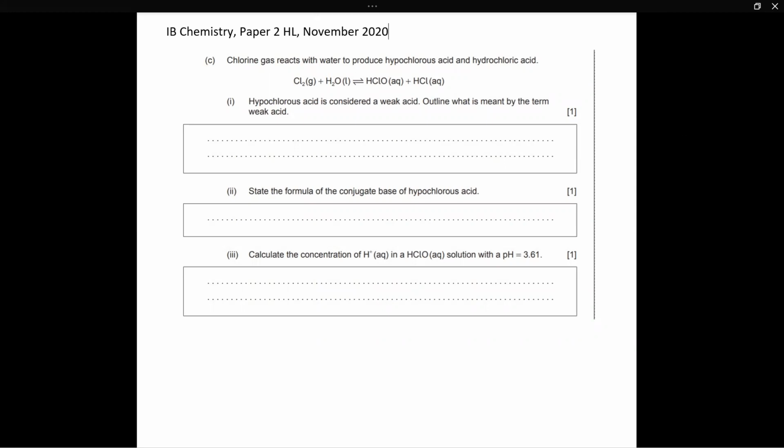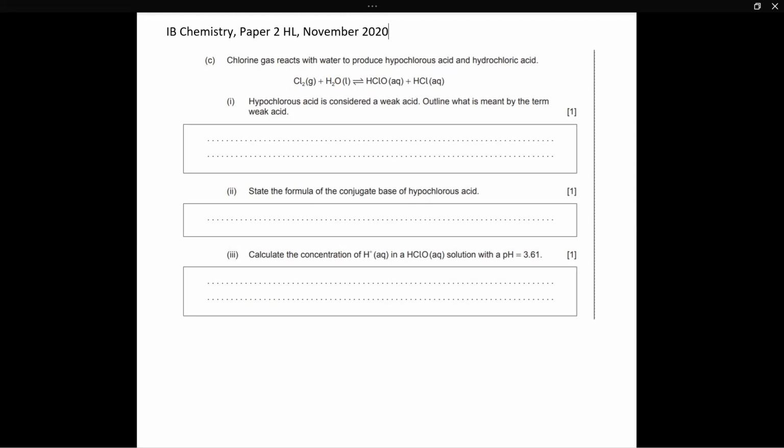And then they have told us, first part, hypochlorous acid is considered a weak acid. Outline what is meant by the term weak acid. Now, I'm going to give you the simple, straightforward definition of what a weak acid is and what you should write. It is literally one sentence and it is super easy to remember.